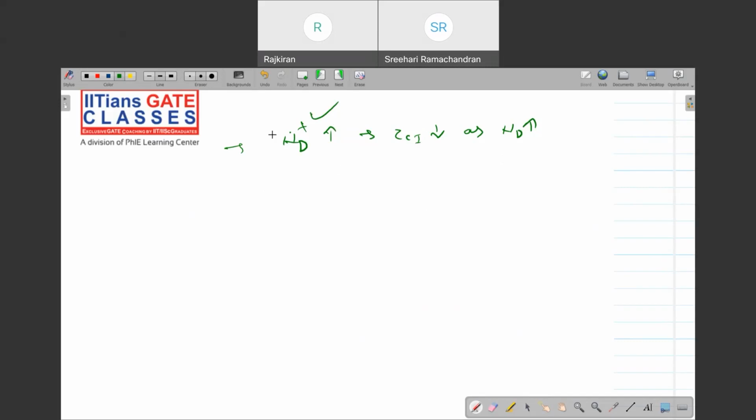See, when I increase the concentration, they will scatter more. Scatter more means they will do more collision. More collision means the collision time for the scattering will decrease. Clear? Actually, that is the point where I'm getting some doubt. Yes, please tell me what the doubt is. We are spending more time on collision.